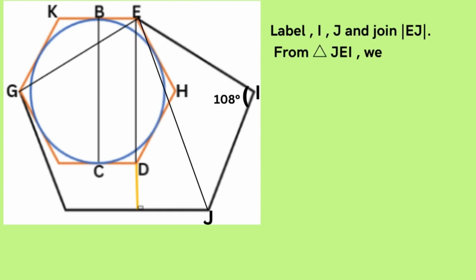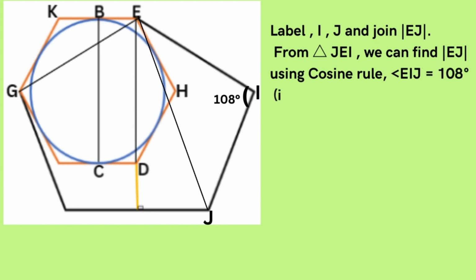Label I, J and join EJ. From triangle labeled JEI we can find line EJ. Using cosine rule, angle EIJ equals 108 degrees. Angle J is an interior angle of regular pentagon.